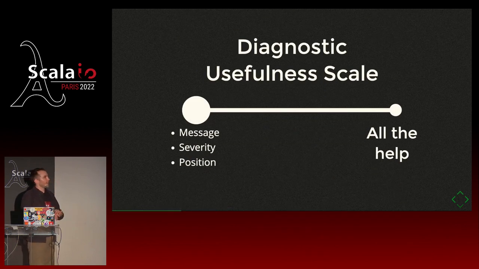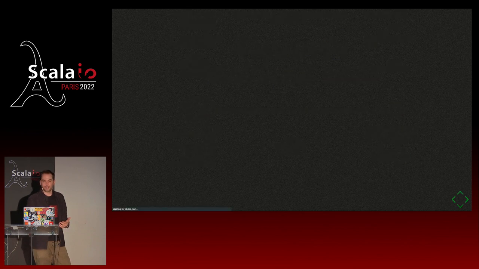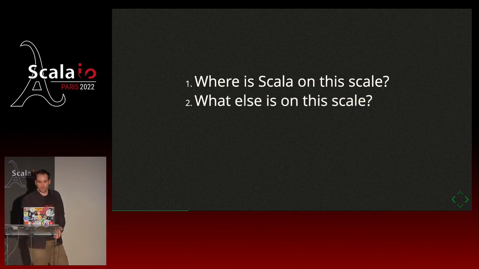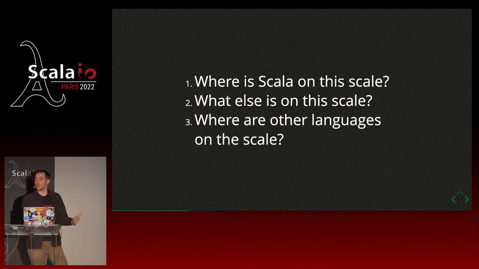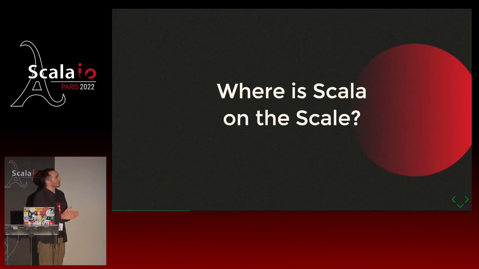So the usefulness scale now looks like this: way on the left-hand side, we have the core parts of a diagnostic, or the very basic parts of a diagnostic. And on the far right-hand side, we have all the help. And what we're going to talk about today is the middle. Okay? And there are a few questions we're going to ask. Where's Scala on this scale of usefulness? Is it on the left-hand side or right-hand side? What else is on this scale? And related to that question is, where are other languages on this scale, and how does Scala compare to those languages? So the first question: where is Scala on this scale?